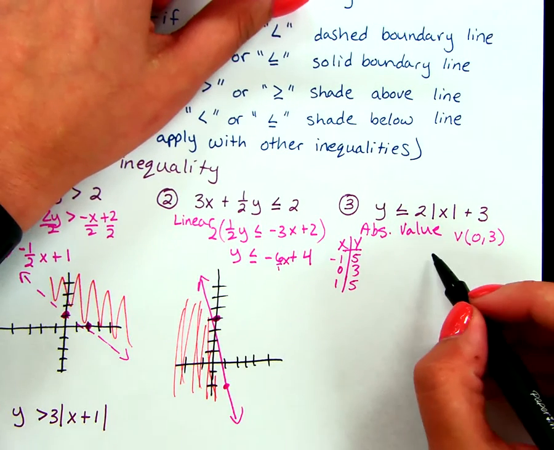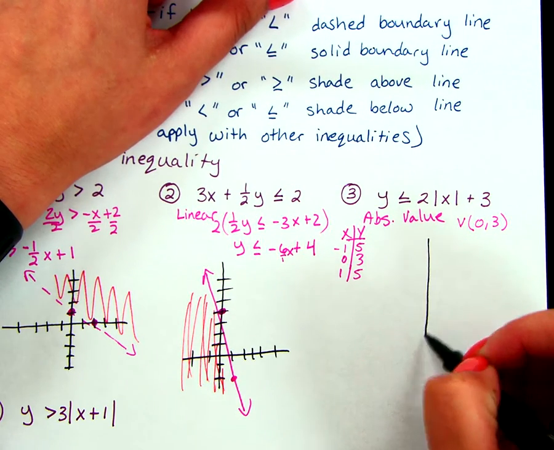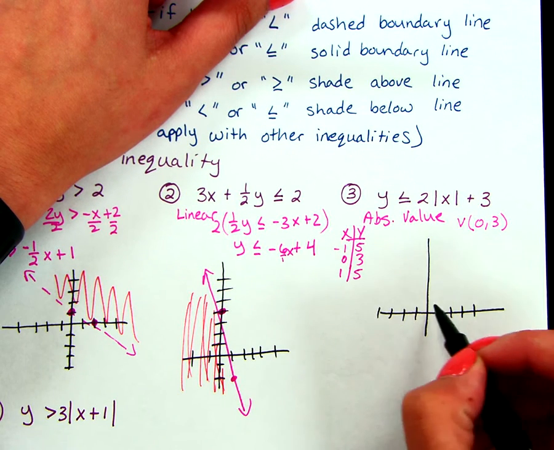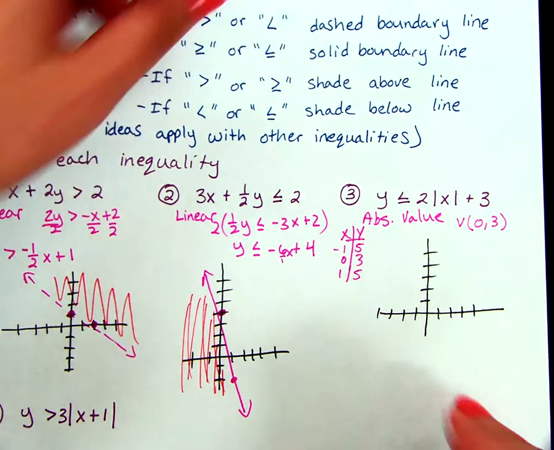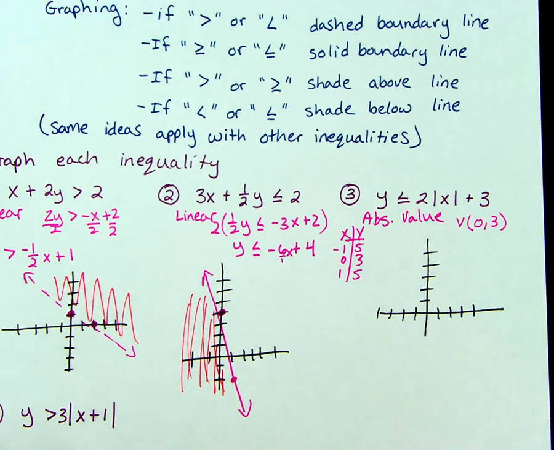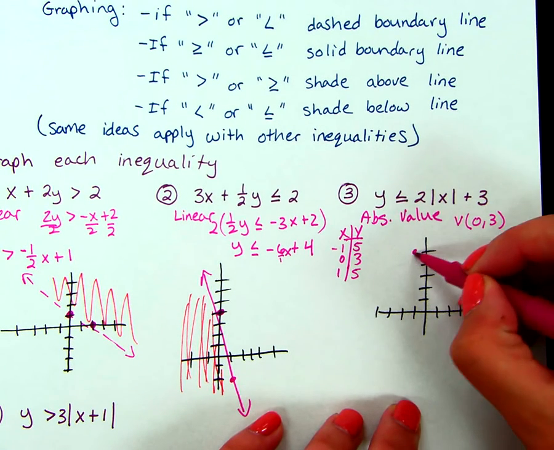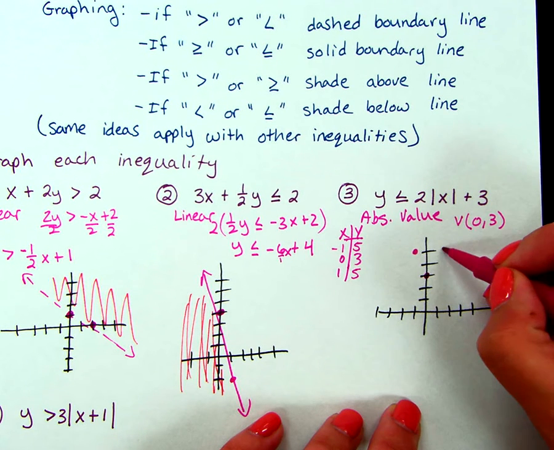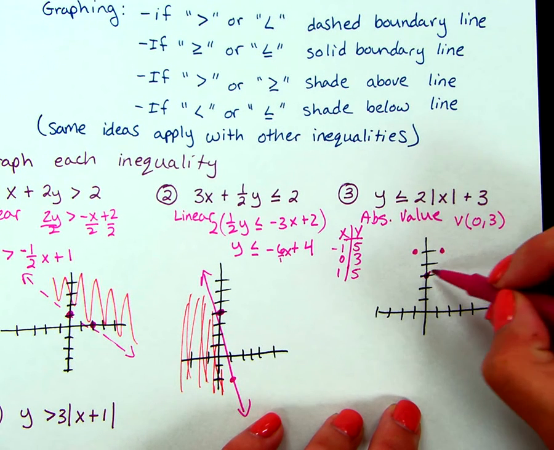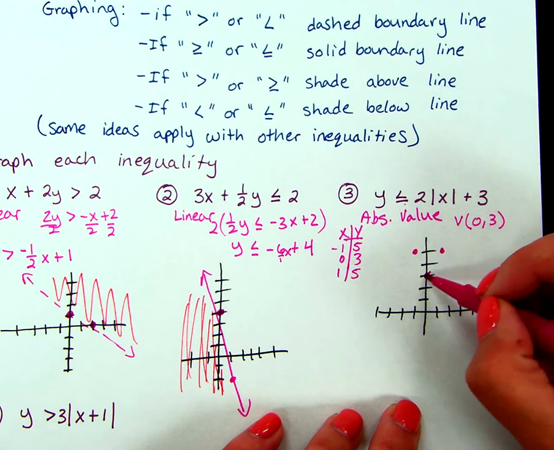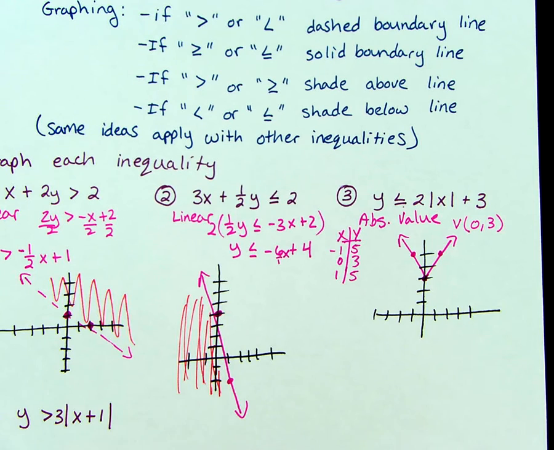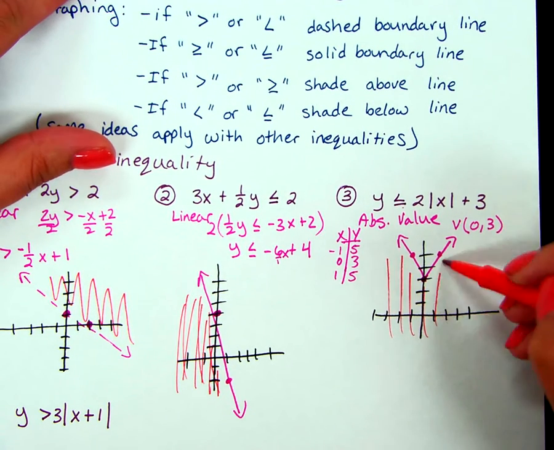Again, I'm going to make my graph here. For our first point, we are going to go left 1, up 5, and then up 3, right 1, up 5. And again, it's absolute value, so V shape. I have a bar underneath, so we're going to have a solid line. And then it's less than, so we need all the smaller y values, so we're shading below our line. That's going to be everything outside that V shape.